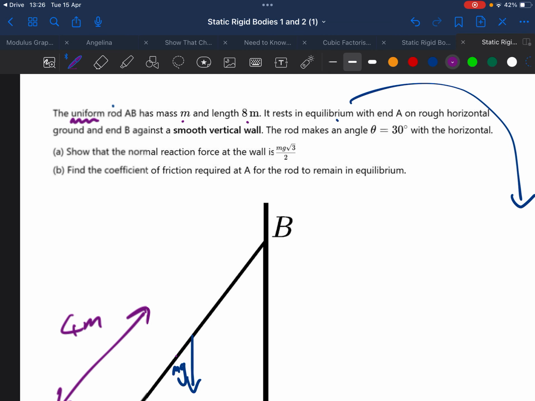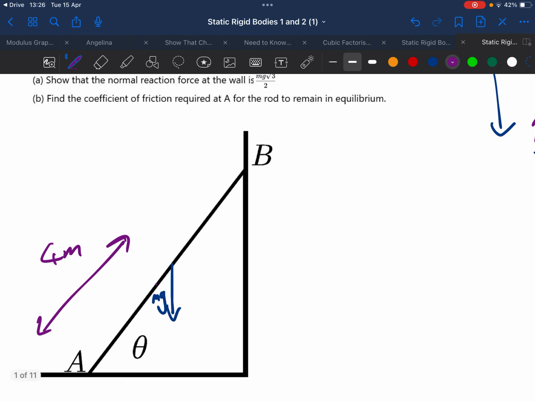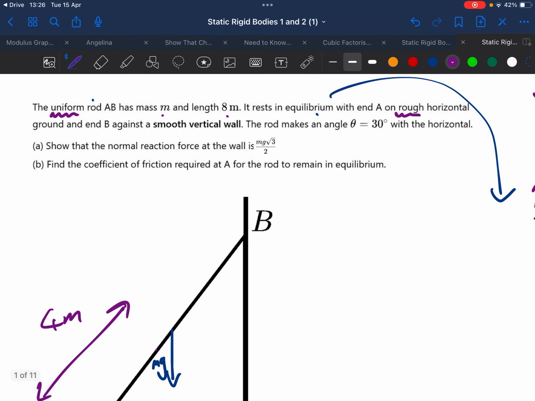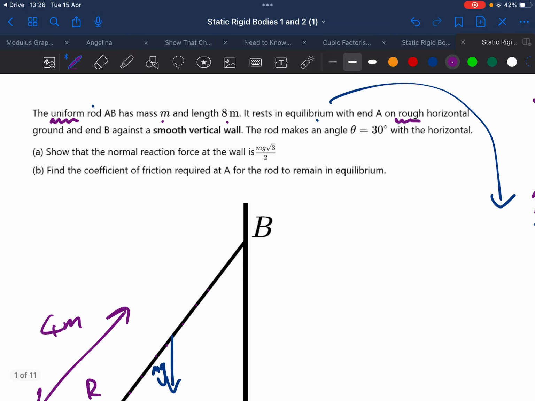Okay, so it rests in equilibrium with end A on rough. Rough is a key word. It means that there will be friction. So on rough horizontal ground. Okay, so what we're drawing here is all of the forces acting on this ladder. Okay, so what the ground will do is push the ladder up. So I'm going to call that R. And because it said rough, it means that there's friction. So I'm going to draw it like this.